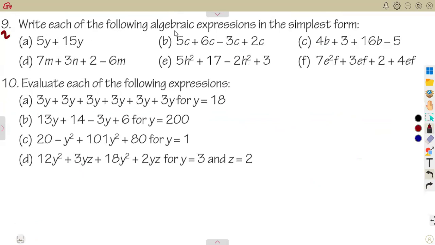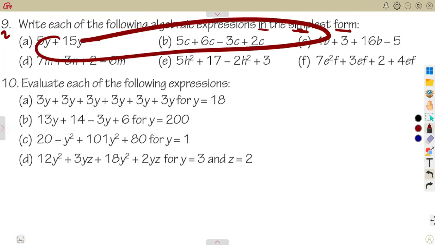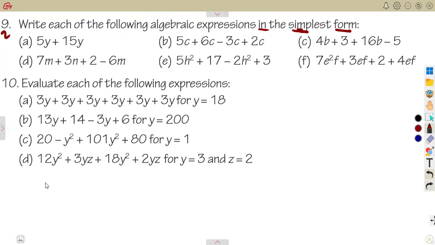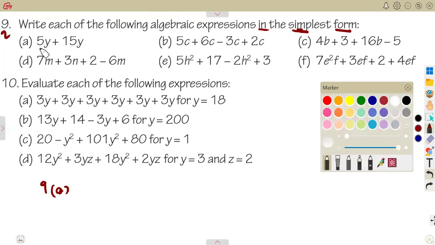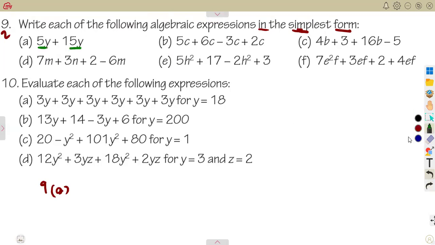Number 9, write each of the following algebraic expressions in the simplest form. Simplest. So it's like simplify. So they want you to simplify. That is to be in simplest form, where we must consider our like terms as well. These are like terms, y and y there. So you can add 5 plus 15, which is 20. So that was going to be 20y. Just add the coefficients there. All right, that was direct.